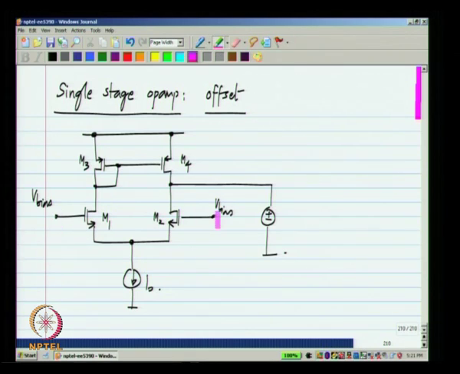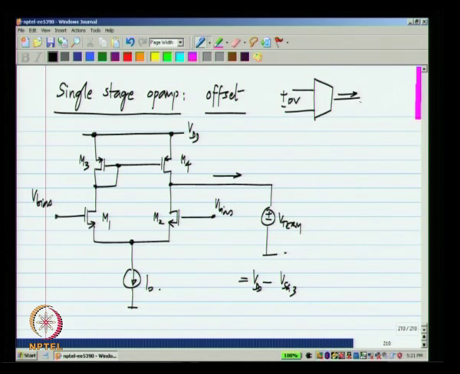Now, if the inputs are identical and we have the terminating voltage, which is equal to VDD minus VSG3, the current here is 0. Now, because of mismatches between transistors, it will be non-zero. That means that if I have a transconductor with offset, if I apply 0 volts here, I will have some current there, which I will call the offset current.